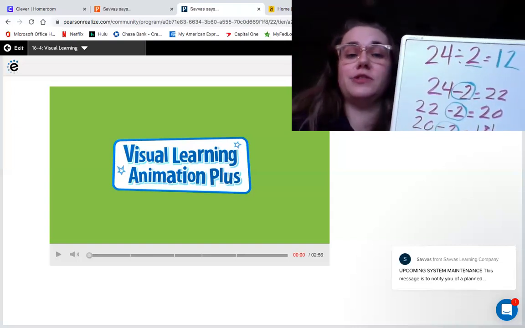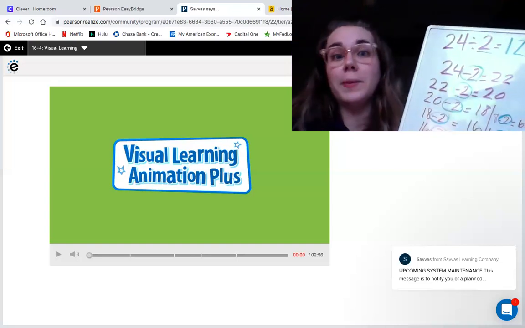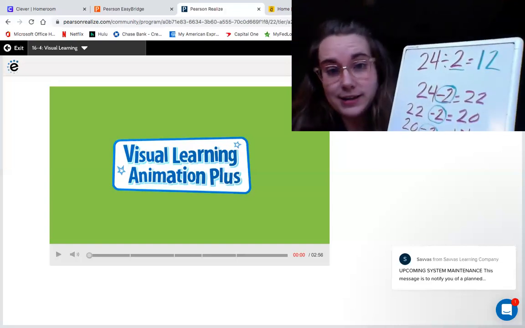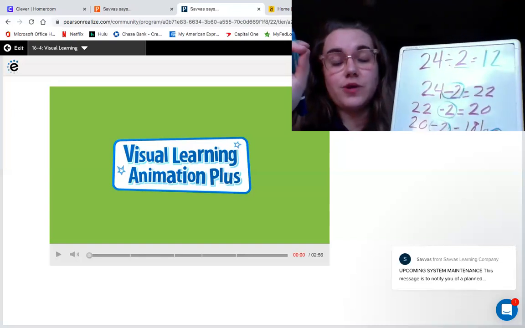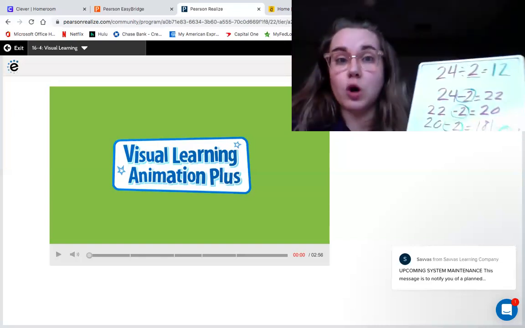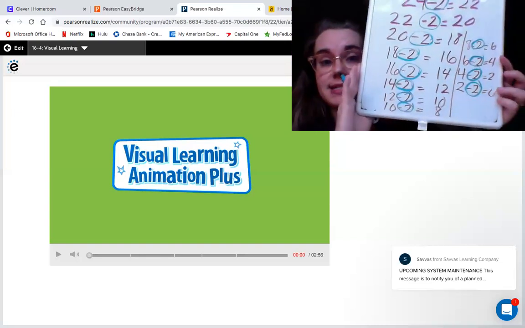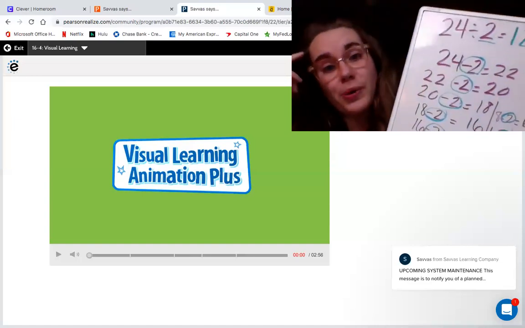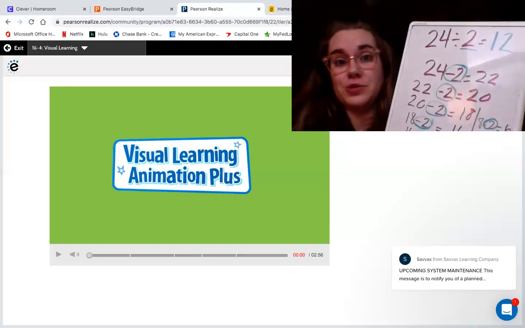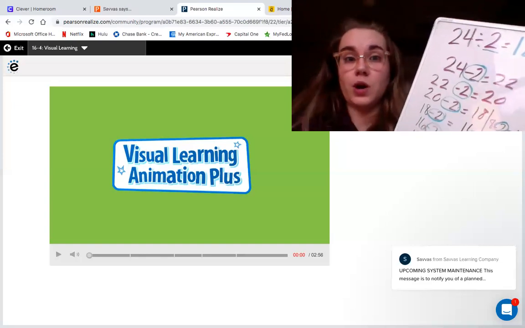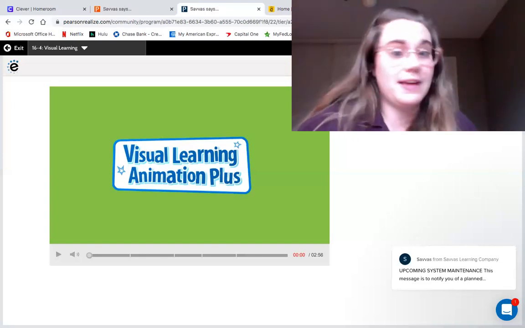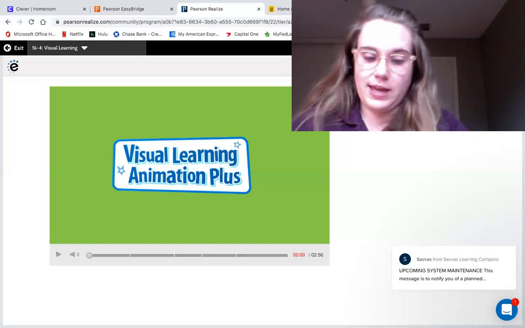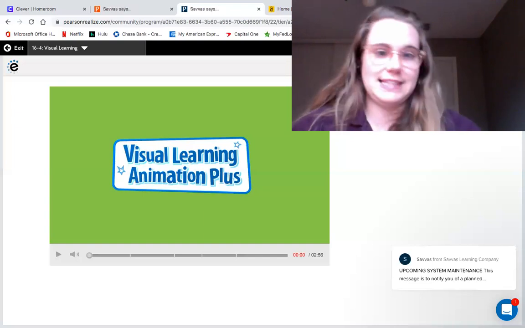So this is just another strategy. It's called repeated subtraction. This is another strategy you can use if you don't want to draw the pictures. Sometimes it does take a little longer, but your brain might work a little bit better just doing the numbers like this. So we're going to watch the video now from Envision, and then you're going to go and work on your assignment. All right, let's get started.